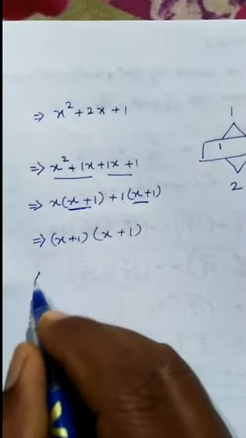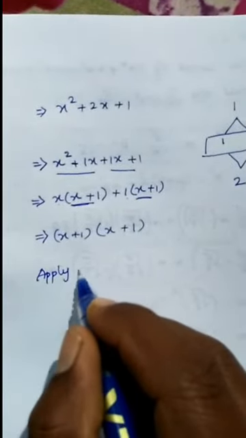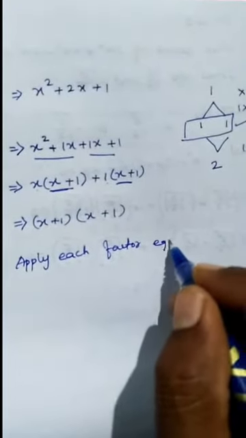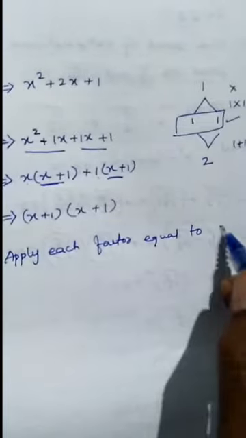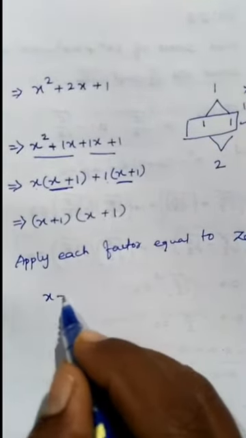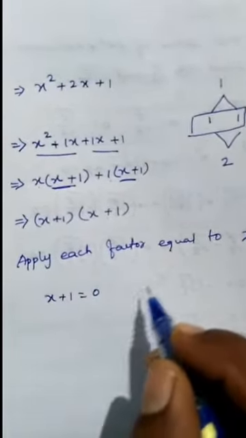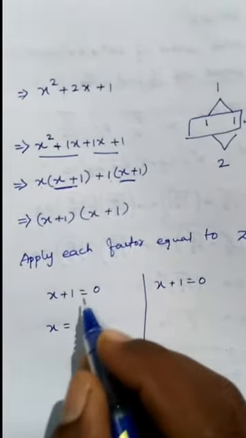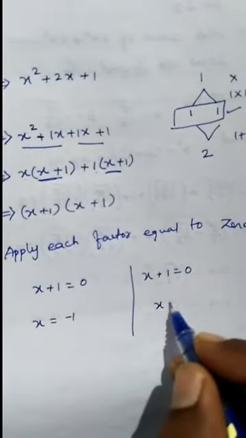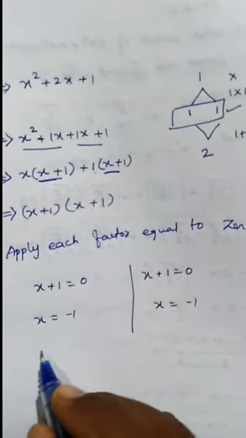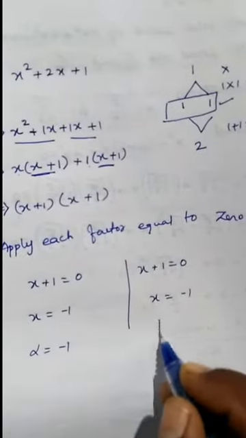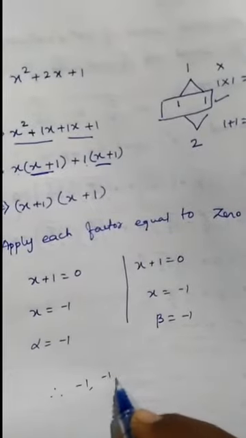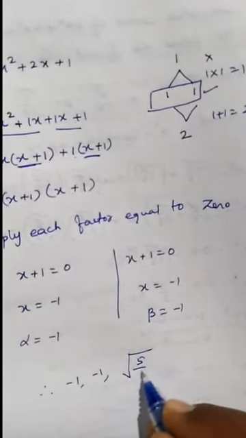Let's find out the zeros. So apply each factor equal to 0. Then x + 1 = 0 and one more x + 1 = 0. So here x value, plus 1, when you take it to the other side, is −1. Here also you will get −1. So therefore you can say this as alpha = −1 and this as beta = −1. So therefore you got now two zeros, and already given in the question are these two zeros.